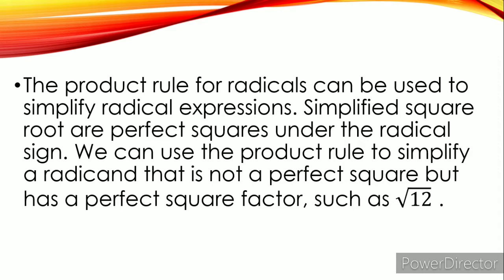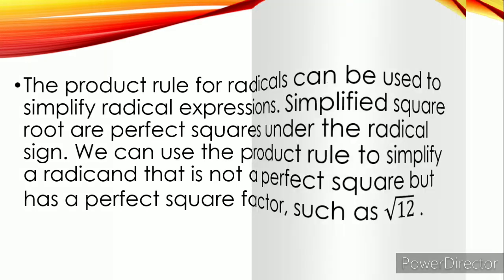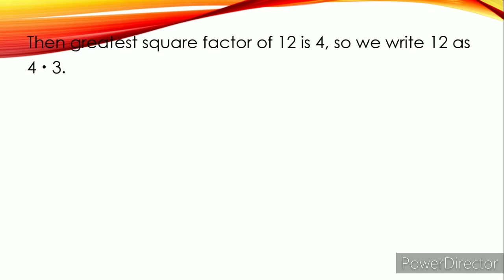Simplified square roots have no perfect square factors under the radical sign. We can use the product rule to simplify a radicand that is not a perfect square but has a perfect square factor, such as square root of 12. The greatest square factor of 12 is 4. So we write 12 as 4 times 3. Thus, square root of 12 equals square root of 4 times 3.